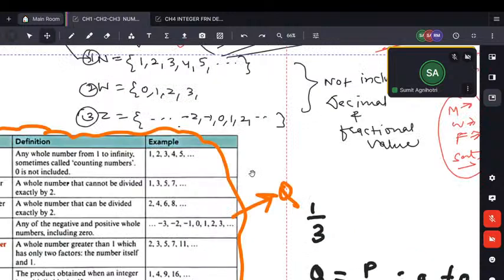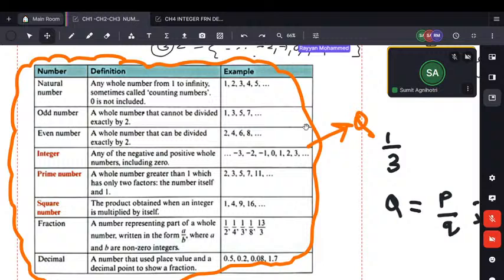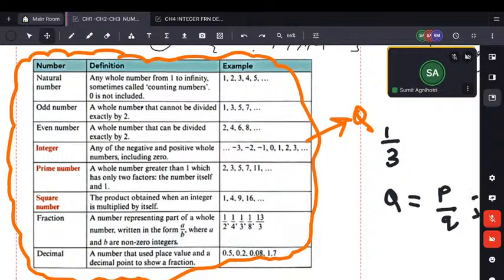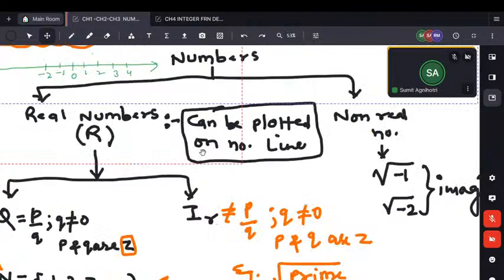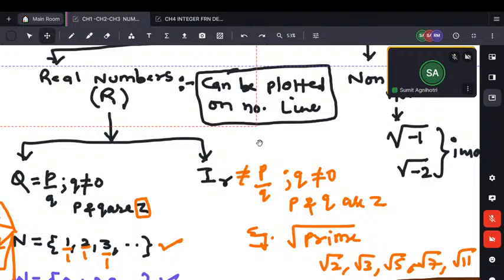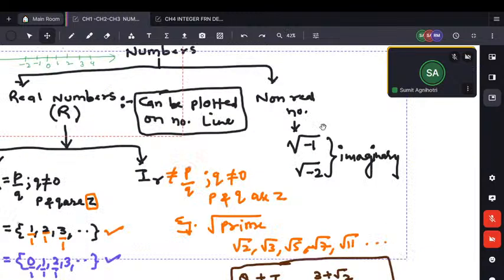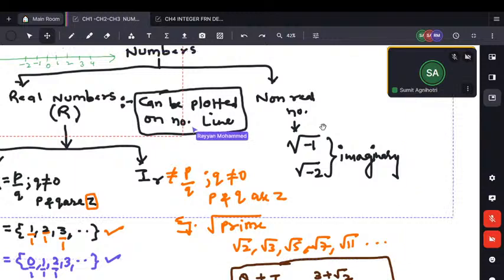In fact, you can see this table here that includes natural numbers, odd numbers, even numbers, integers, prime, square numbers, fractions, decimals. They all form the rational numbers. And broadly, I've already told you that numbers form two types, that is real and non-real. Real can be plotted on a number line, and real can be broadly categorized as rational and irrational. Rational is written as p by q, whereas irrational can't be written as p over q. And other than this, non-real are those that include a negative value in the square root. If a negative value comes inside a square root, you will call those numbers non-real or imaginary. We will deal with these numbers in detail later on in higher classes.